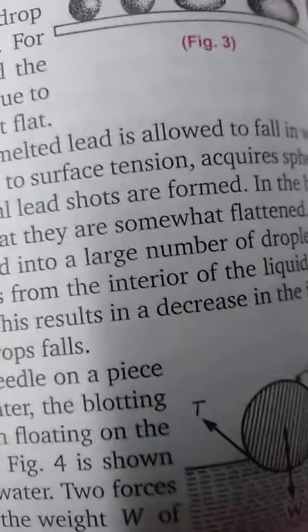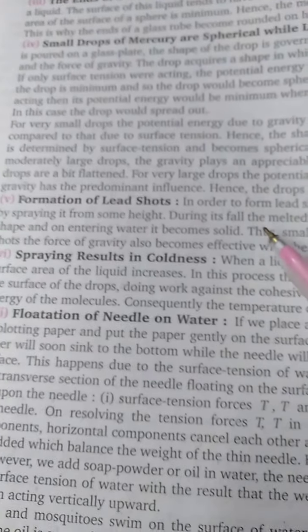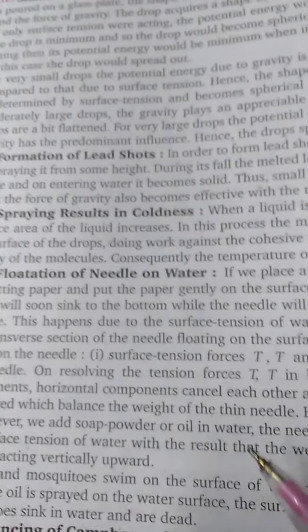Why? Because the forces, you can see the arrows, are acting in all directions outward, and this will make the loop a complete circle automatically. So this proves the existence of surface tension. There are many other examples you can see. Whenever liquid falls, it becomes spherical. Forming of lead shots: the molten lead is poured in water, and automatically that converts into spheres. Spraying of liquids. And floating of a needle.